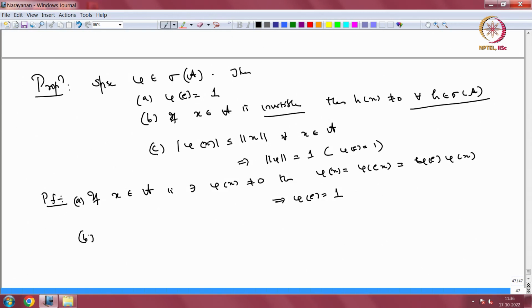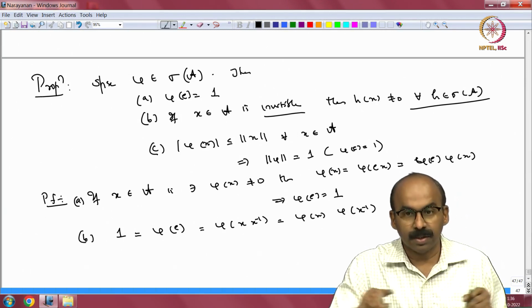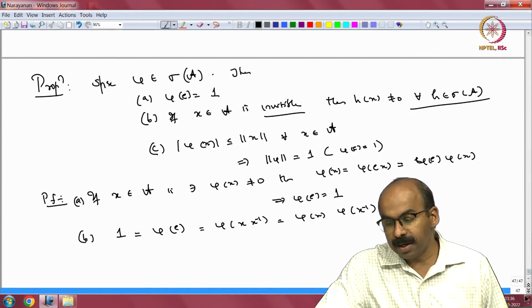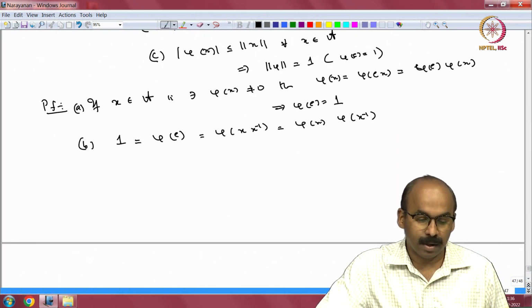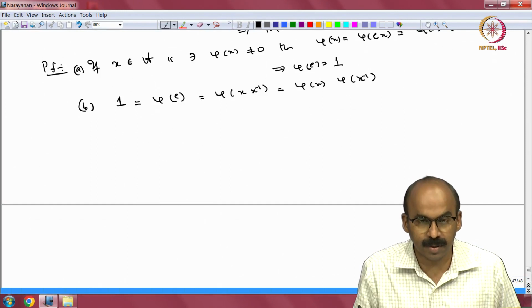(b) If x is invertible, I want to say that it is not in the kernel of any multiplicative linear functional, right. Well, that is easy because we just proved that phi of identity is 1 and if x is invertible, the identity is x into x inverse, and phi of x and phi of x inverse both of them cannot be 0, right. So, any invertible element will have to go to a non-zero value via the multiplicative linear functional, right, that is what we have seen.